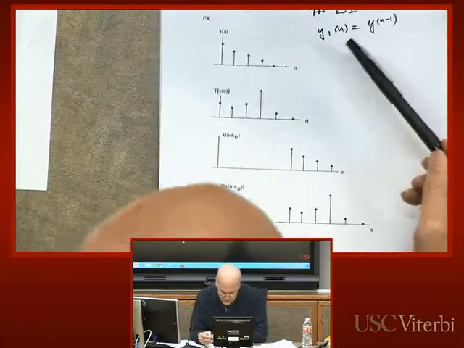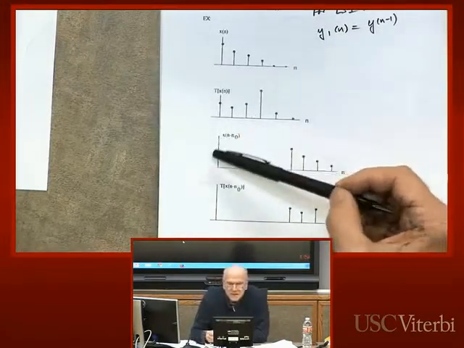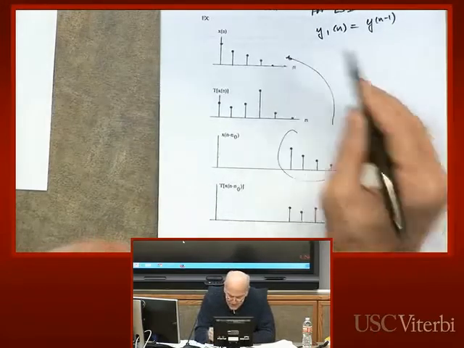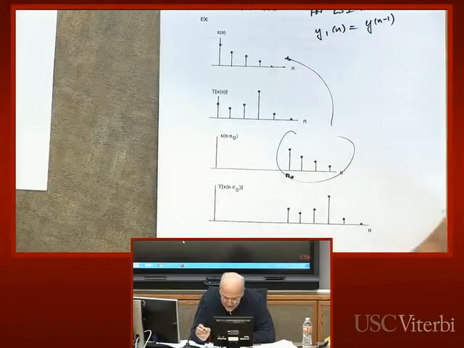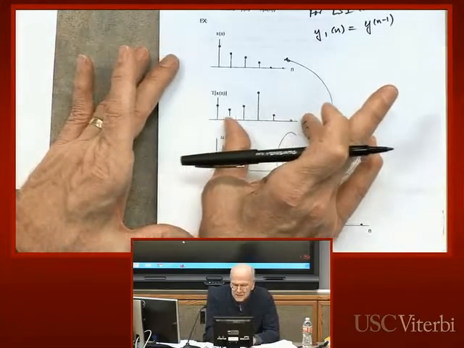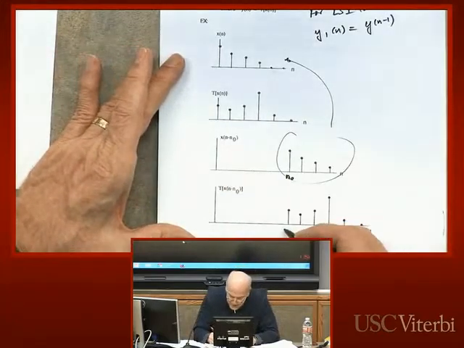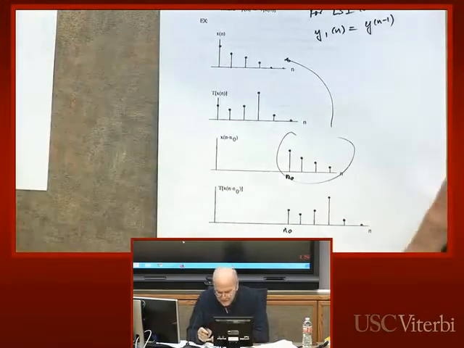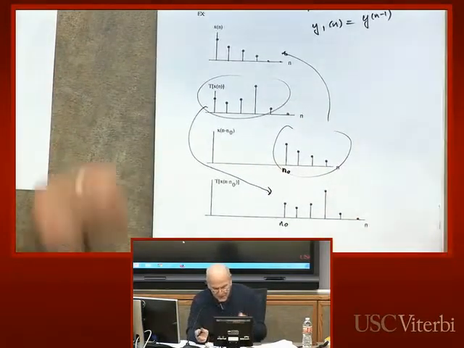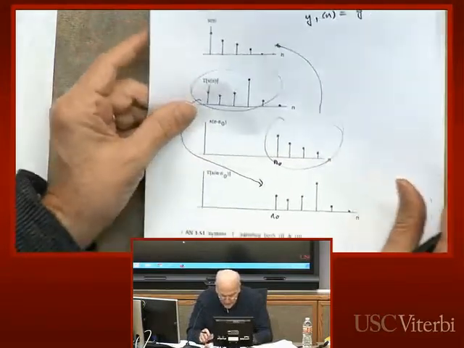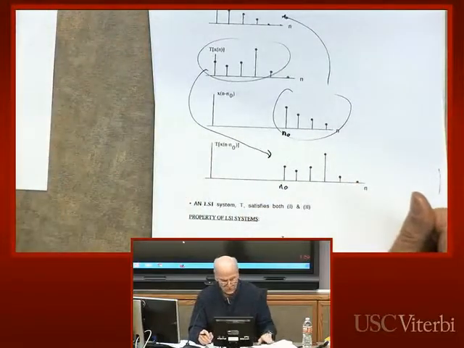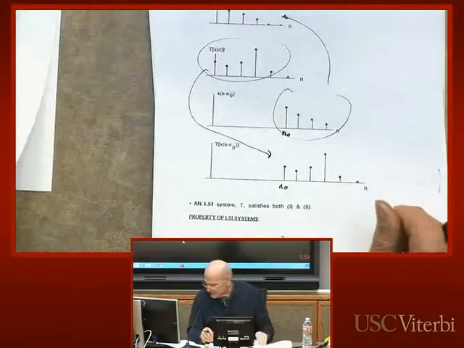Now suppose x of n minus n naught looks like this, which is the same as this, just delayed by n naught samples. Then, if the system is shift invariant, we take this response and just move it over n naught samples to produce this. So that's what a shift-invariant system example might look like. A linear shift-invariant or linear time-invariant system satisfies both properties. Namely, it's linear and it's shift-invariant.